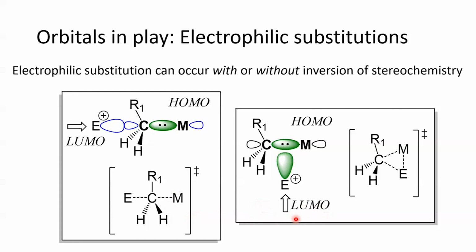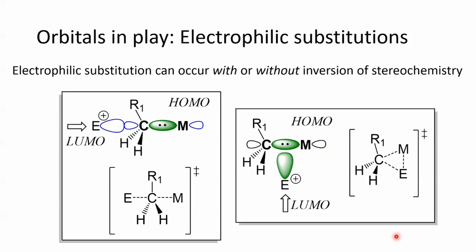However, equally, we can preserve the stereochemistry. So in this case, we've got our empty orbital of the electrophile, and it's going to approach from the bottom. So the electrophile is the LUMO. The highest occupied molecular orbital is going to be this bonding orbital between the carbon and the metal. And in this case, the electrons are going to be drawn downwards into this empty orbital, leaving our metal, which is going to be our leaving group, having had its electrons stolen.